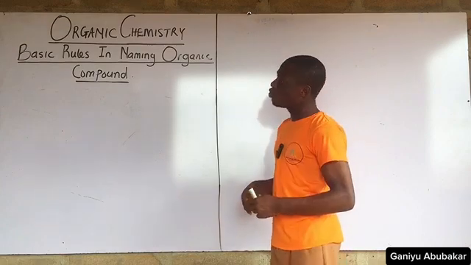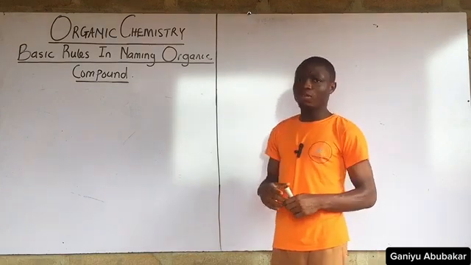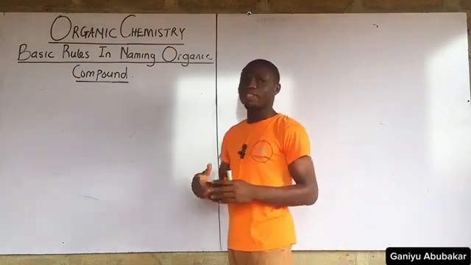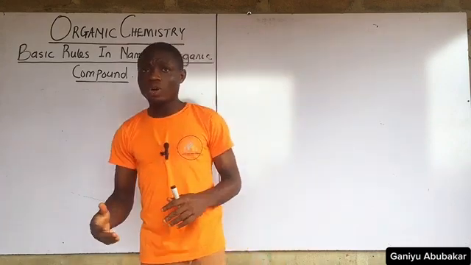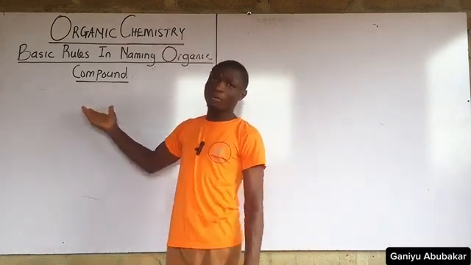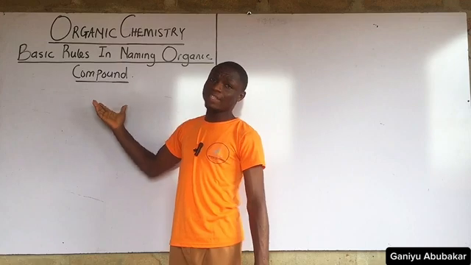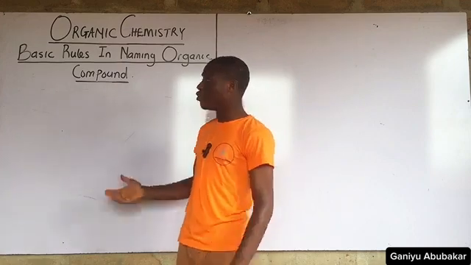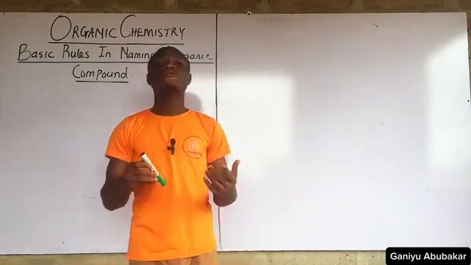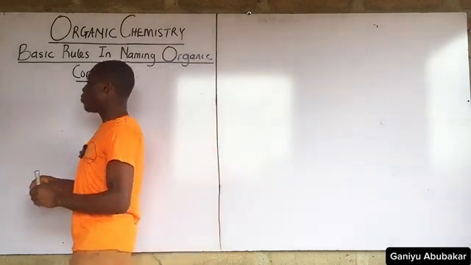When it comes to naming organic compounds, I discussed the first, second, and third. Now we look at the fourth, fifth, and sixth basic rules in naming organic compounds. So let's start with rule 4.